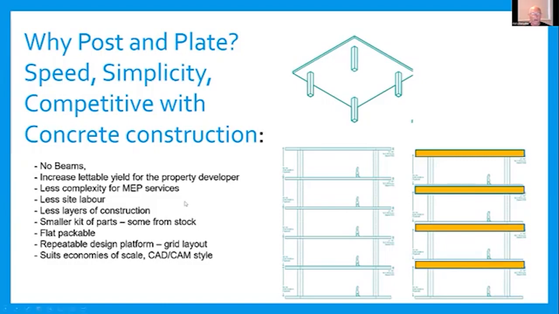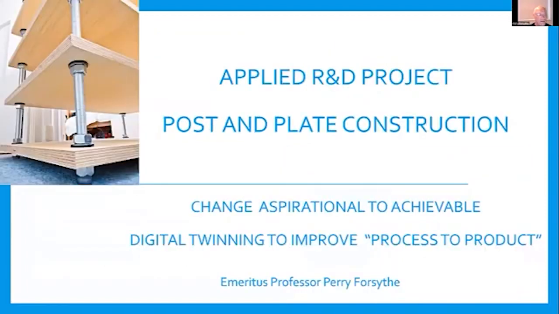Less site labour. Apart from the fact that it's a prefabricated approach, we've cut out a whole level of construction in removing all the beams, so less layers involved. This means a smaller kit of parts, and I guess you could say some from stock. So if we go back to that previous slide here, you could imagine that these columns could pretty much come from stock, and the spider connector by Rotoblast is also from stock.